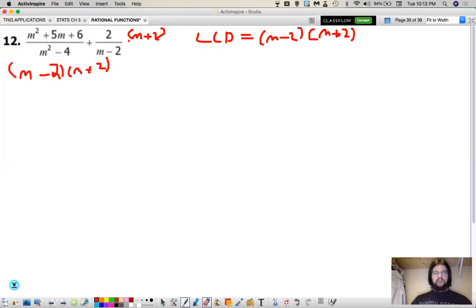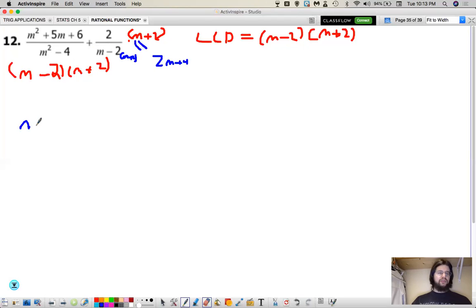So you can save yourself a little bit of space by distributing now: 2m plus 4. Okay with that. Do some sort of weird equal sign thing if you want. I guess I should write that there too. Yeah, that's m plus 2. Believe it or not, I don't believe it.